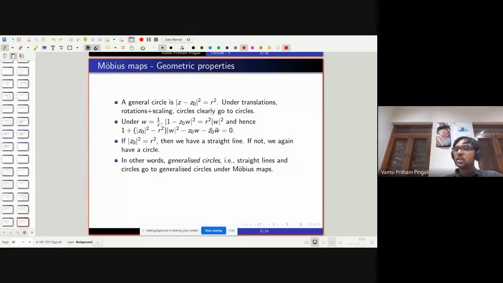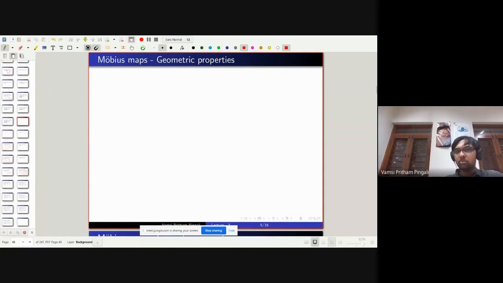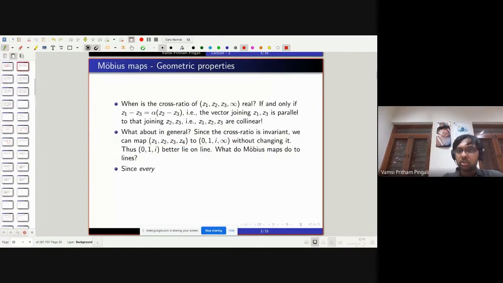Why? Because every Mobius map can be written in terms of translations, rotations, scaling, and inversions. Each of these maps takes generalized circles to generalized circles. Lines go to either lines or circles, and circles go to either lines or circles. Therefore, the cross ratio is real if and only if the points lie on a generalized circle. Why is this statement true? Let's go back here.